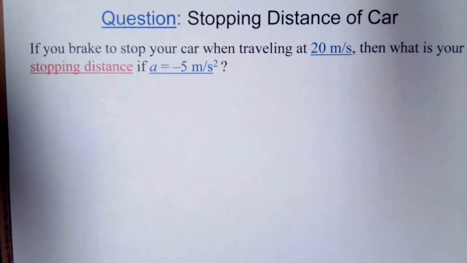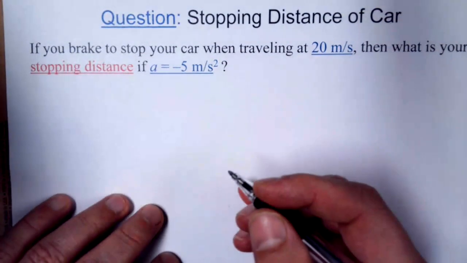So to start with, we want to work out a problem, but we want to do it intuitively. Then we're going to go through the equations, and then we're going to do it using the equations to solve the problem. So to start with, we have a car that is traveling at 20 meters per second, and we want to know what is your stopping distance if the acceleration is negative 5 meters per second squared.